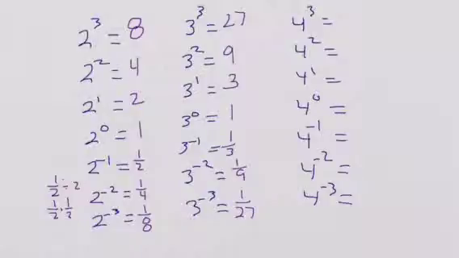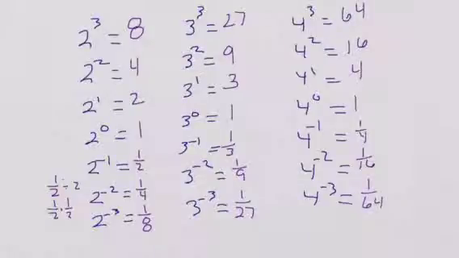4 cubed is 64. 4 squared is 16. 4 to the first power is 4. 64 divided by 4 is 16. 16 divided by 4 is 4. 4 divided by 4 is 1. 1 divided by 4 is 1/4. 1/4 divided by 4 is 1/16. And 1/16 divided by 4 is 1/64.